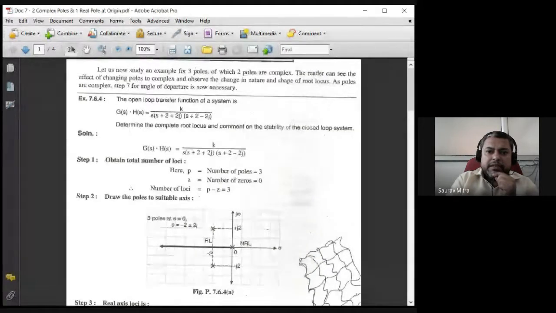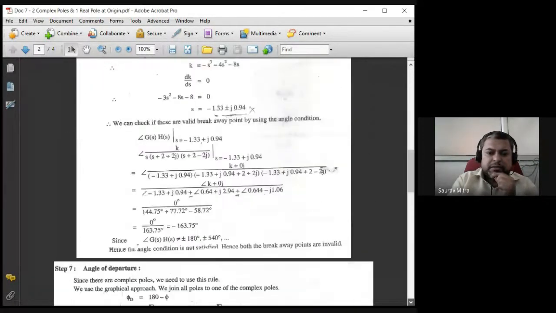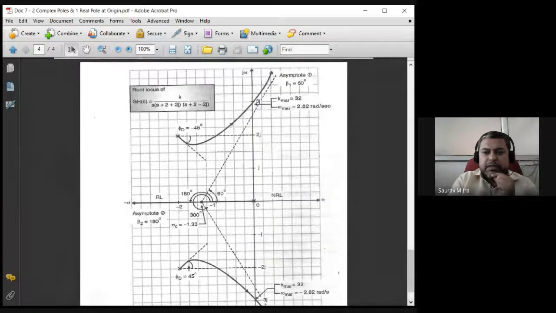Angle of departure is nothing but, from that pole the root locus will start and it will create an angle. So what you will find is how the root locus will look like. I will show you in one shot, because if I show you initially, then it becomes easier for you to understand. So this is how the root locus will look.